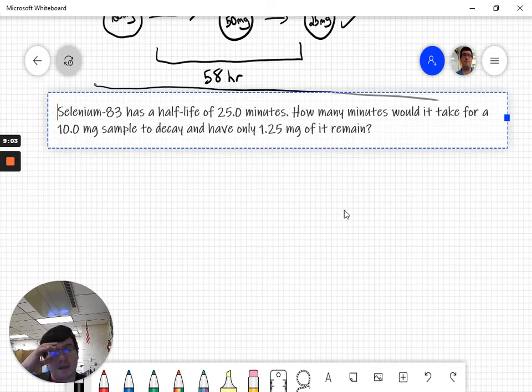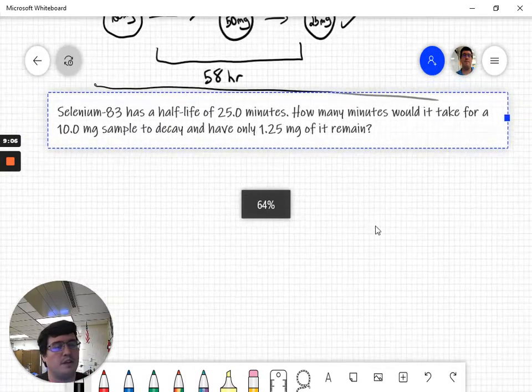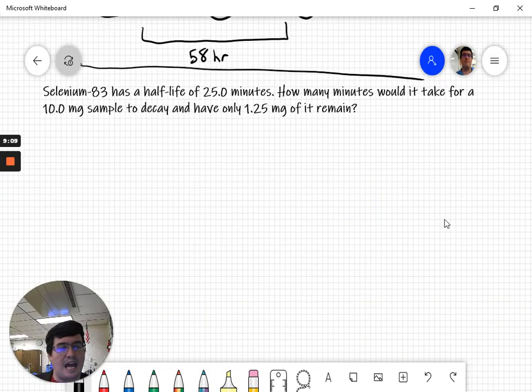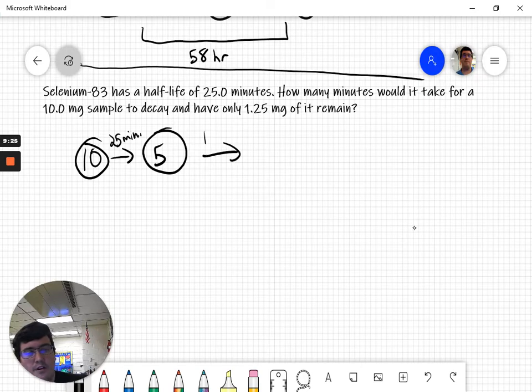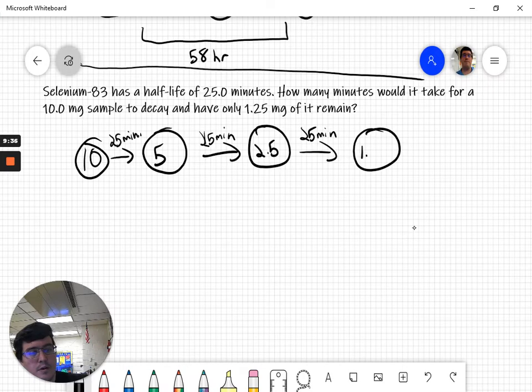All right. So selenium-83 has a half-life of 25 minutes. How many minutes would it take for a 10 milligram sample to decay and only have 1.25 milligrams? So again, here we'll do 10 down to 5. You don't have to draw the circles if you don't want to, but the circles help me remember that I'm doing half-life. So 25 minutes. Another 25 minutes. We're down to 2.5. Another 25 minutes. We're down to 1.25. And that's how much we need to stop. So that is 75 minutes.